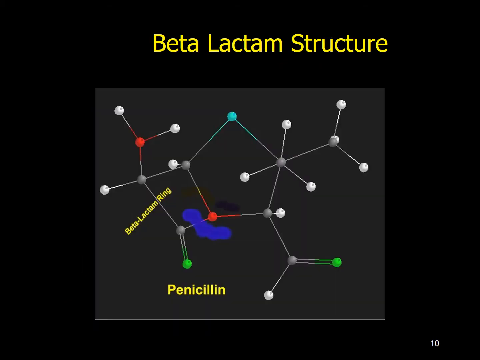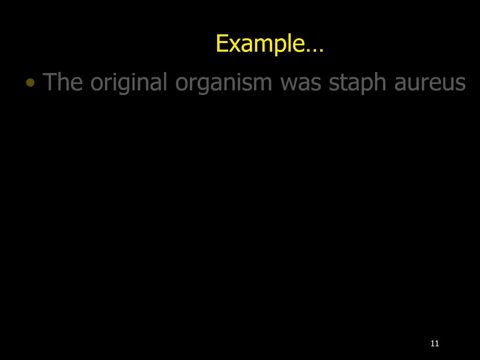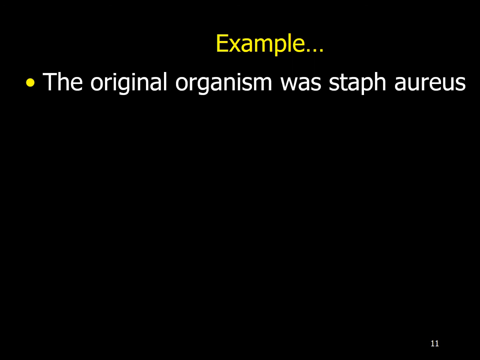Okay, so once again, there's that picture in case you didn't see it the first time. And let's see, what's the example? All right, so once upon a time, humans became infected with Staph aureus. You know Staph aureus, we still talk about it all the time. It's a common problem because it's a common skin organism. So once upon a time, there was an organism that was Staph aureus.